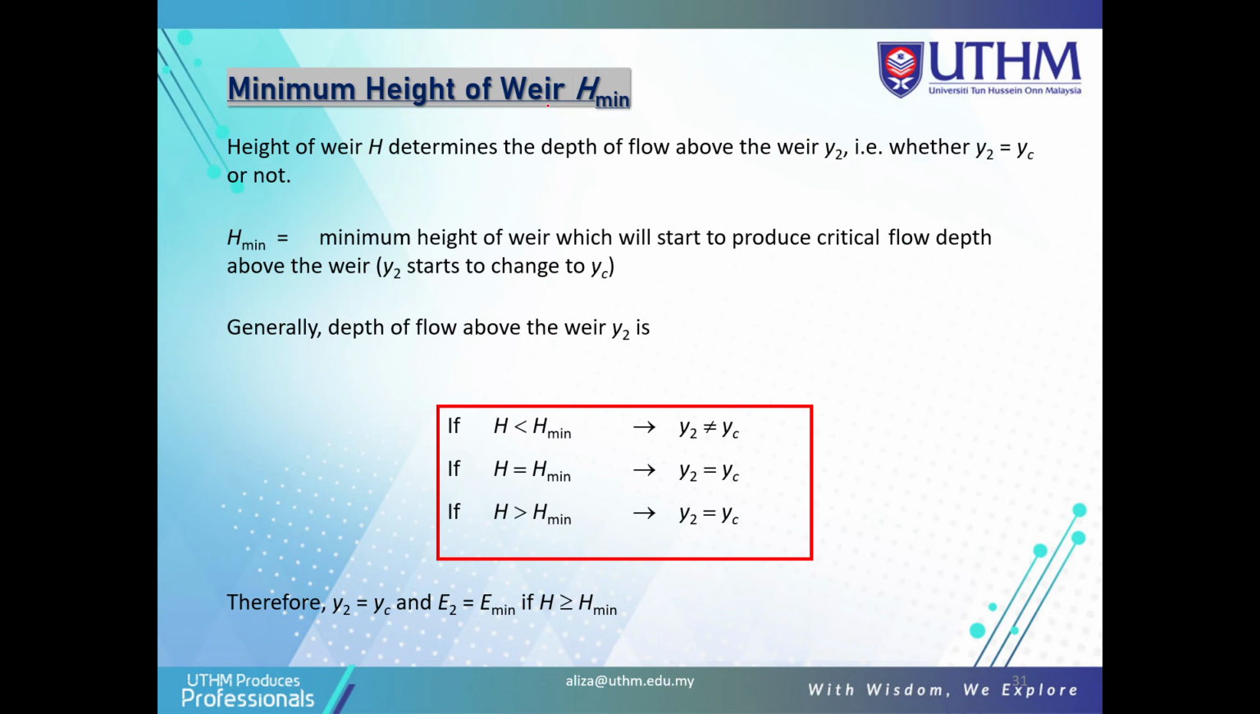This is based on the minimum height of the weir, H minimum. The height of the weir H determines the depth of flow above the weir, Y2, whether Y2 is equal to YC or not. H minimum is the minimum height of the weir which will start to produce critical flow depth. Above the weir, Y2 starts to change to YC.